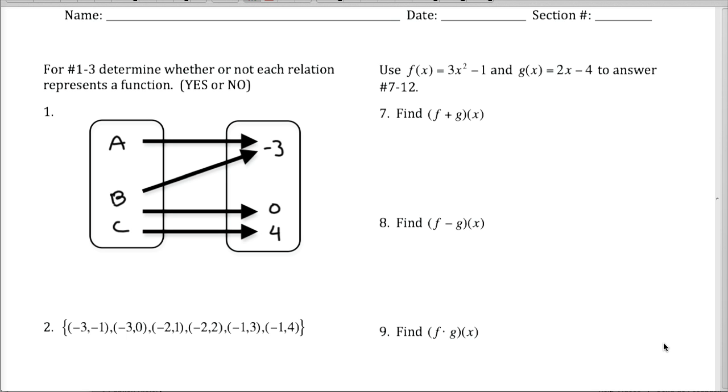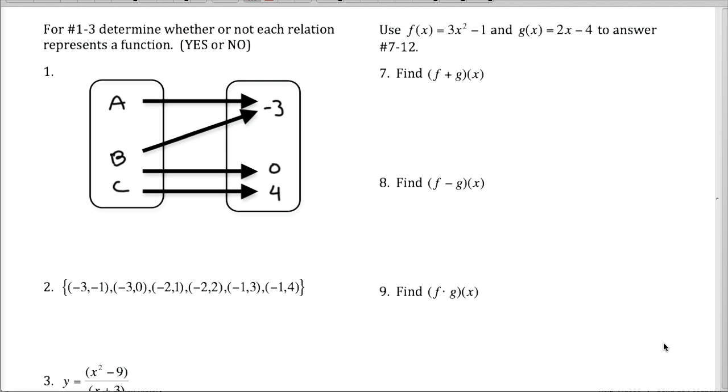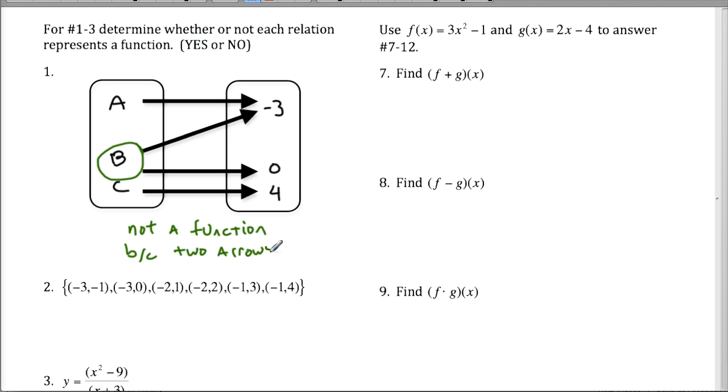So the first questions, numbers 1 through 3, determine whether or not each relation represents a function. So for the first one, that's a mapping. And I know that whenever I had a mapping, the thing that signified whether or not I had a function was that I could never have two arrows from the same element in the domain. This was like having two x coordinates, right? So an x represented above and below. So when there's two arrows coming from the B, I know that this is not a function, right? So I would say not a function because two arrows from B, or from one element in the domain.